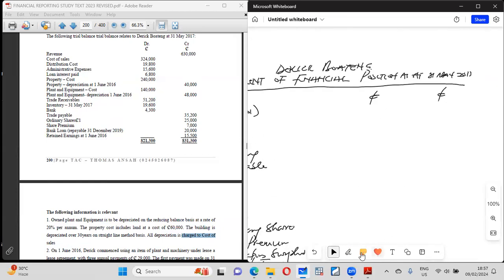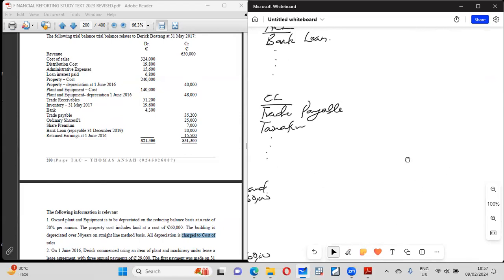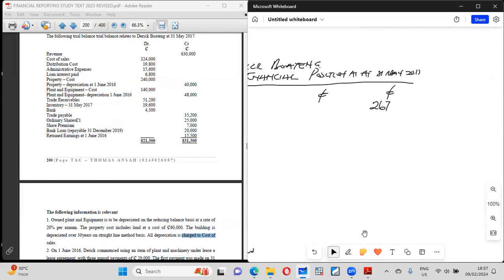So you don't waste much time like that. 267,120. So that is what you slot. All right, so you slot it in fast.